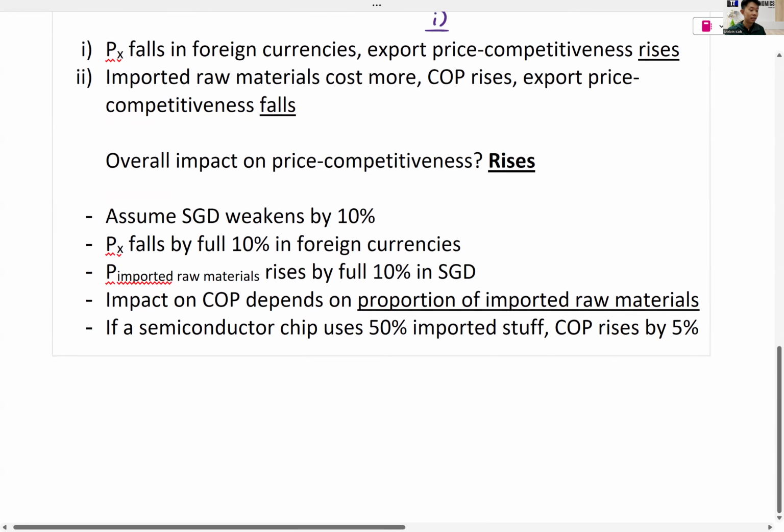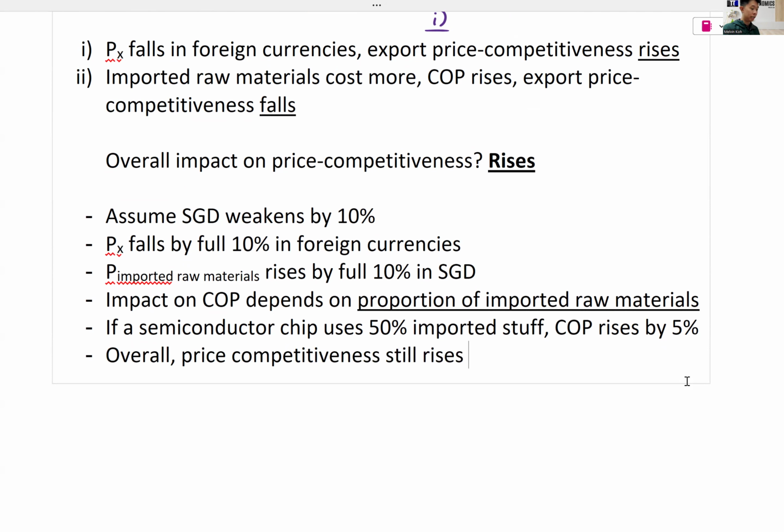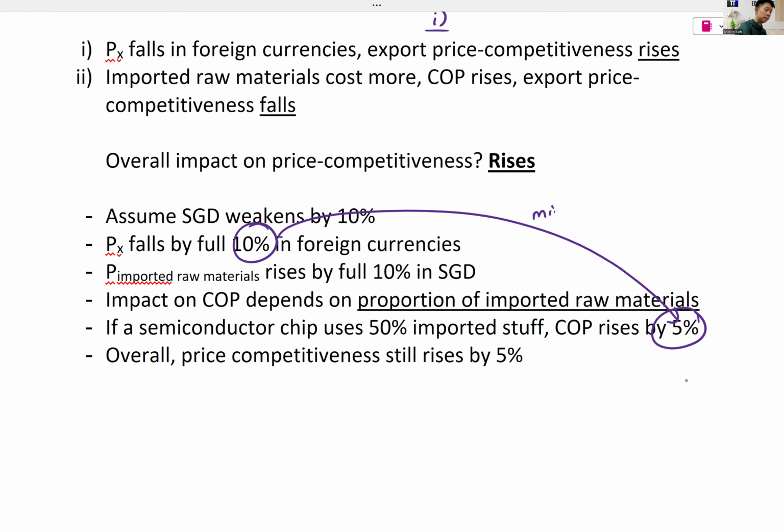Okay? So overall, price competitiveness still rises by how much? 5%. How do you get 5%? You get 10% minus this. So overall is 5%. Okay? Follow?